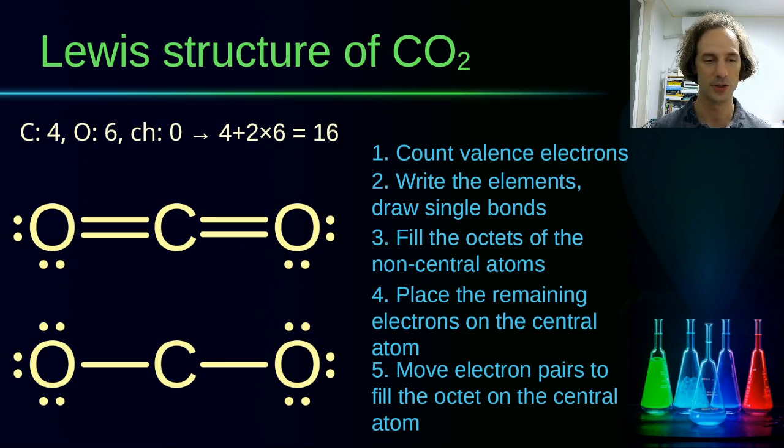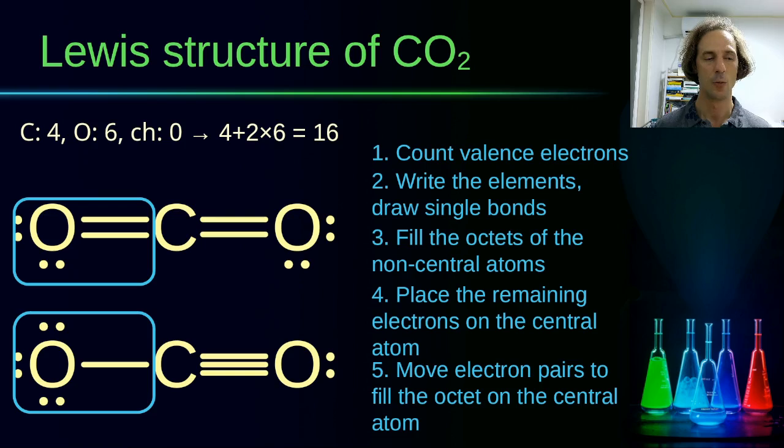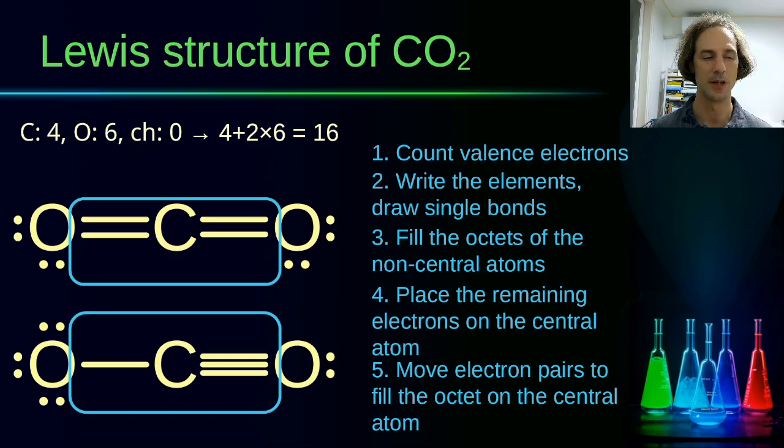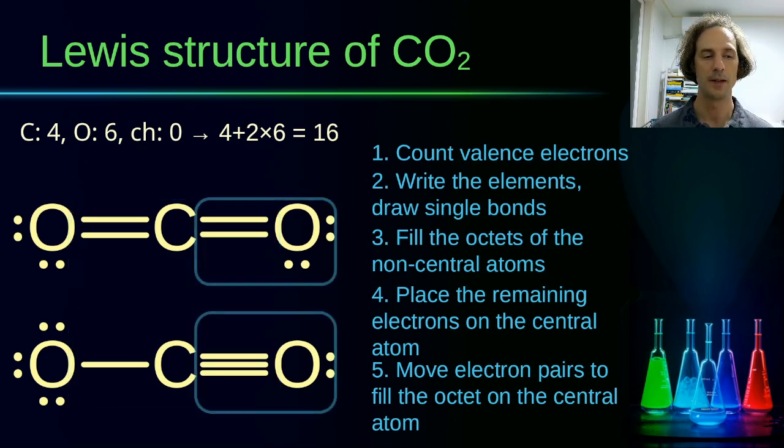But actually you could just move all 4 electrons from one of the oxygen atoms and get a single bond on one side and a triple bond on the other side. So both of these will actually fulfill the octet requirement. So 8 electrons on the oxygen, 8 electrons on the central carbon atom, and 8 electrons on the right-hand side oxygen. There is of course a big difference in these 2 structures.